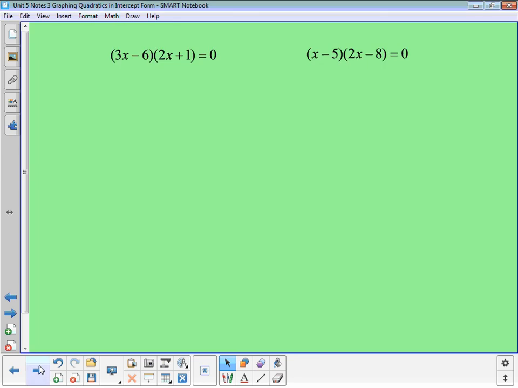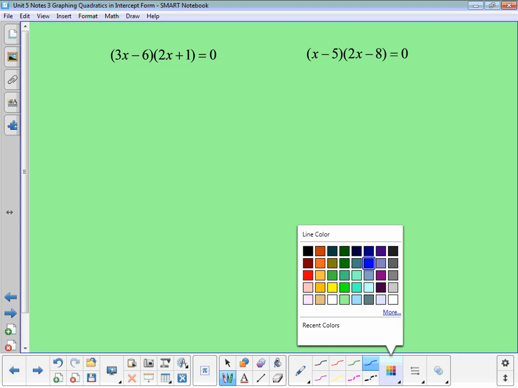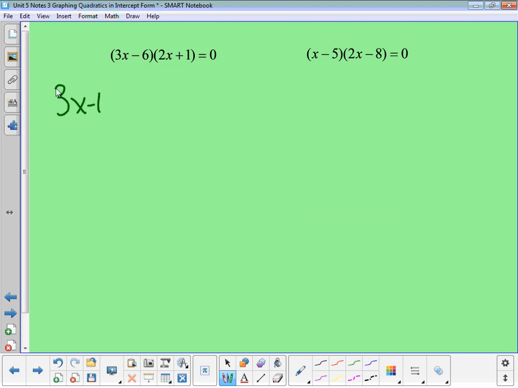So the first thing I want to do is remember that zero product property idea that we talked about last unit. If we have two things being multiplied together and they're equal to 0, in order to solve for x, we have to take each factor and set them equal to 0, which is exactly what I'm doing here.